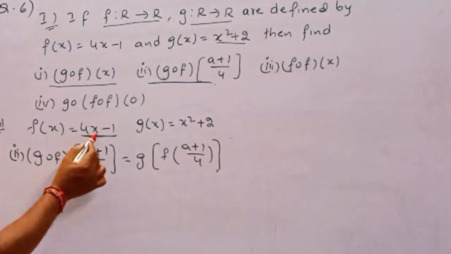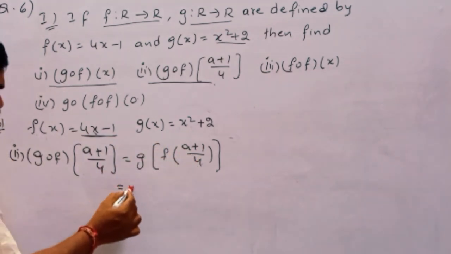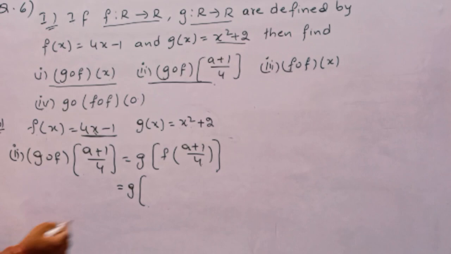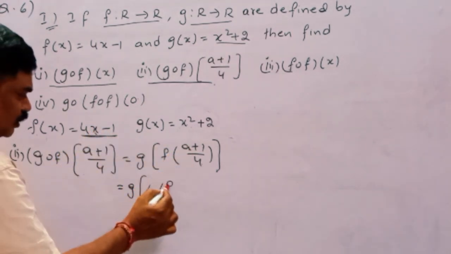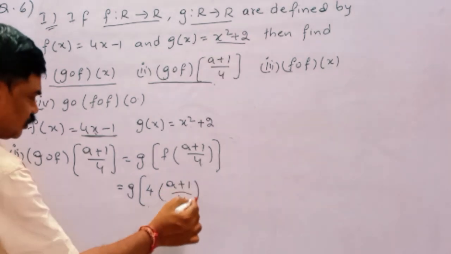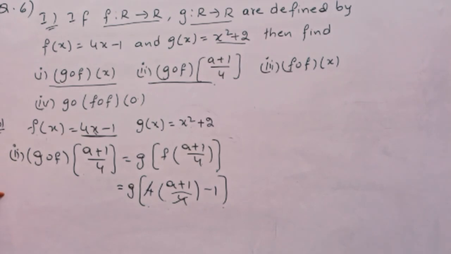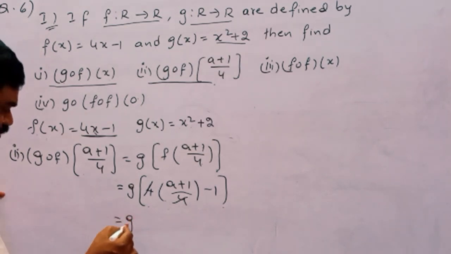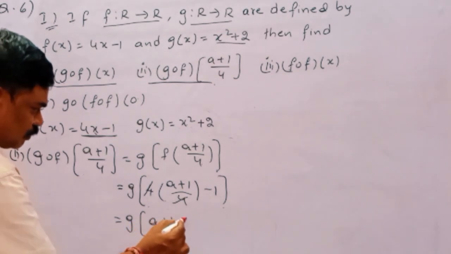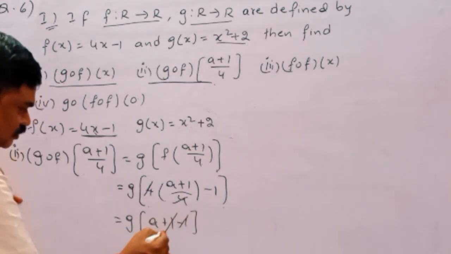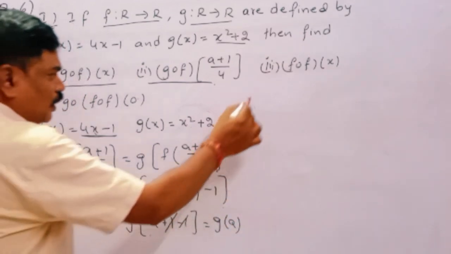You substitute here, instead of x, a plus 1 by 4. That is g of 4 times (a plus 1 by 4) minus 1. The 4 cancels, so g of a plus 1 is remaining, minus 1. Minus 1 plus 1 cancel, giving g of a.